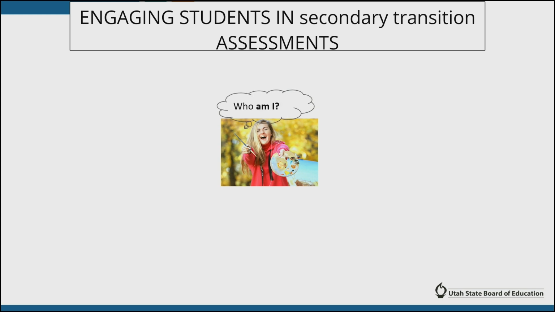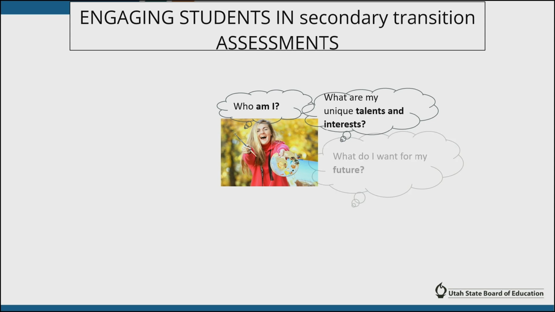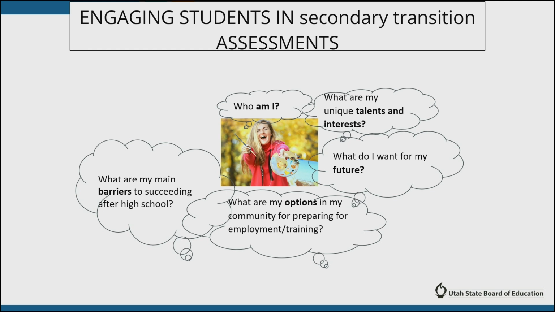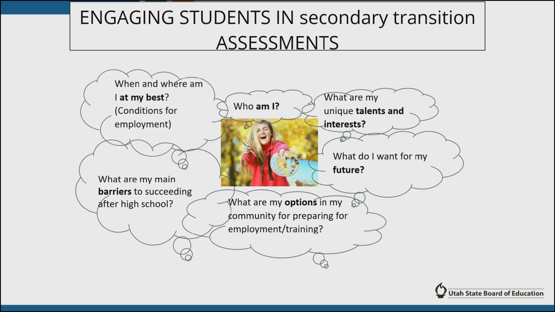Who am I? What are my unique talents and interests? What do I want in life now and in the future? What are some of life's demands that I can meet now? What are the main barriers to getting what I want from school and my community? And what are my options in the school and community for preparing for what I want to do now and in the future?